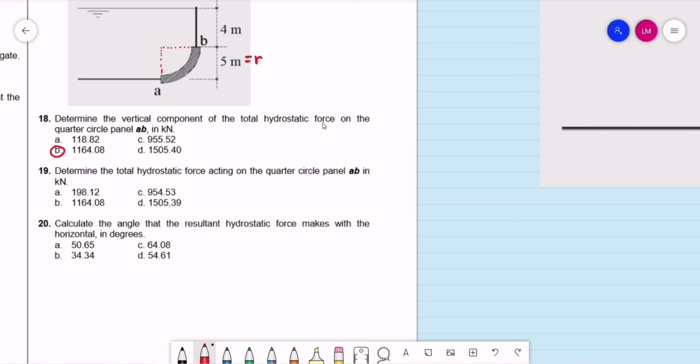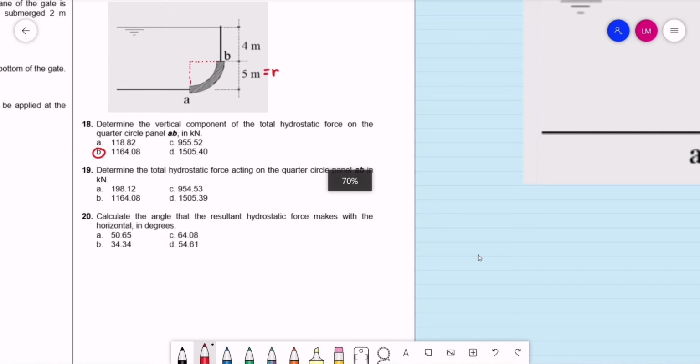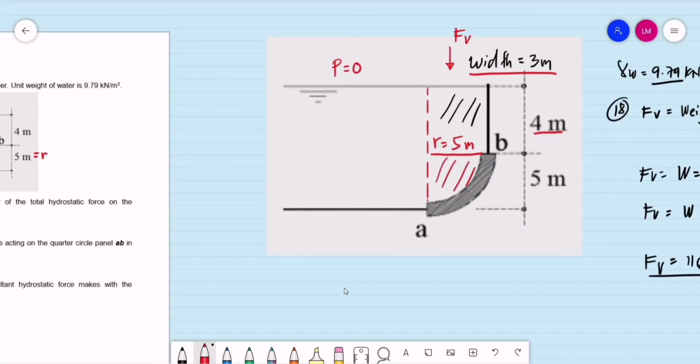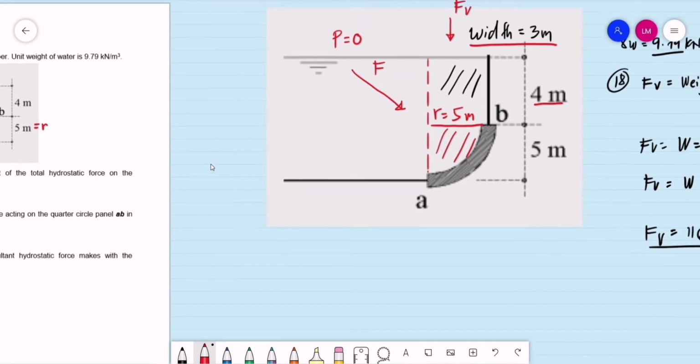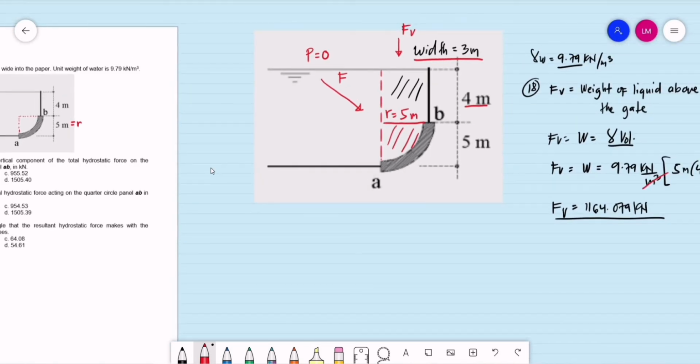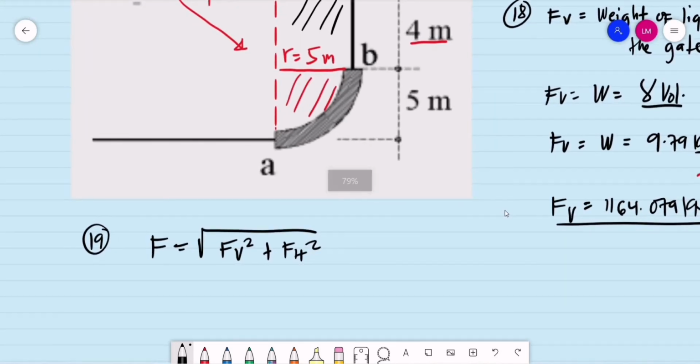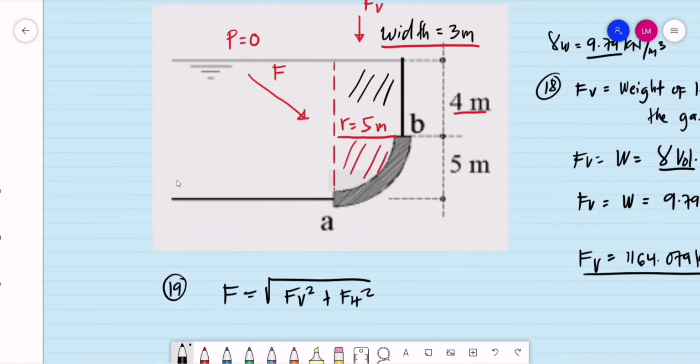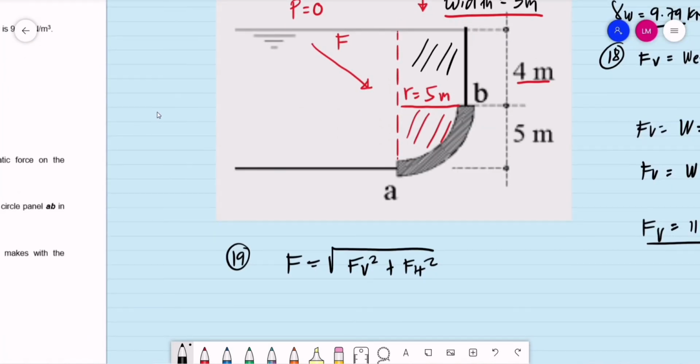Determine the total hydrostatic force acting on the quarter circle panel AB. So, yung binanggit ko kanina, para makuha natin yung total hydrostatic force F for a curved surface, kailangan natin yung dalawang components. Okay, yun yung vertical component which is nakuha na natin. For the total hydrostatic force for a curved surface, ito yung resultant ng vertical component at saka yung horizontal component. So, meron na tayong vertical component, 1164.079.